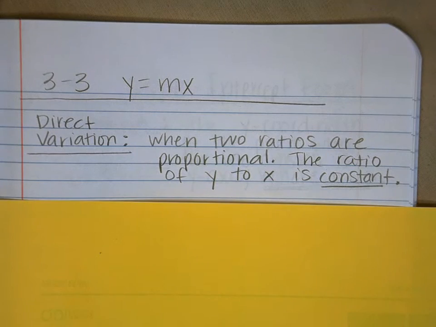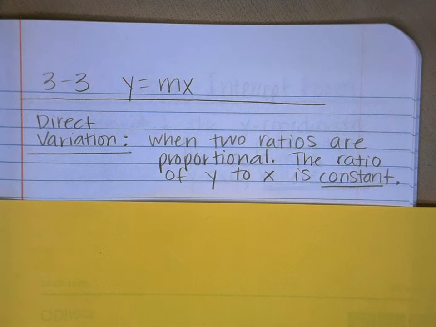This is chapter 3, section 3, and this deals with the equation y equals mx. Now, y is our y coordinate, and x is our x coordinate, and the m we learned yesterday, or the day before, is slope, right? M stands for slope. Do you remember that?